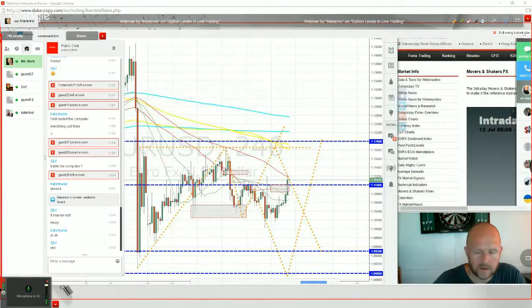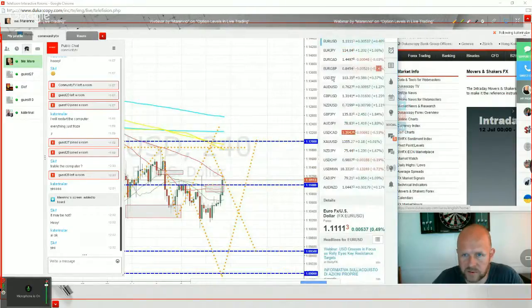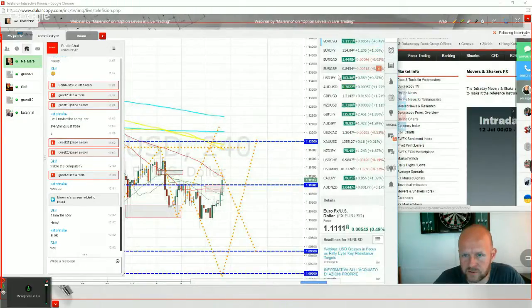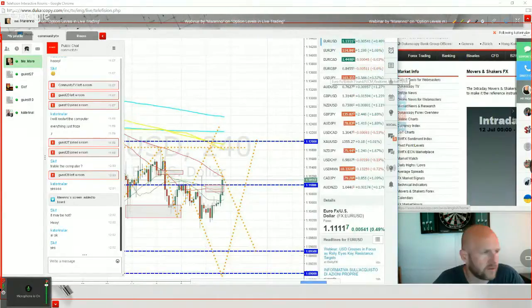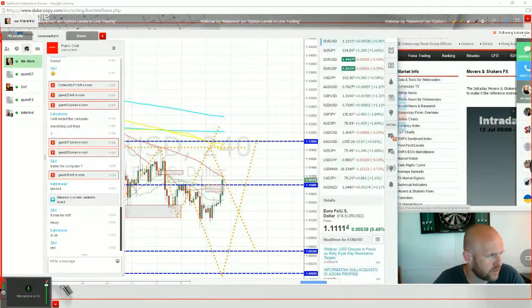All right, so basically what it is, I will show you which pairs I do normally trade, first of all. So let's start from here. So it's Aussie dollar, euro pound, euro dollar, pound dollar, New Zealand dollar yen, Mexican, and gold. So that's what I normally trade.